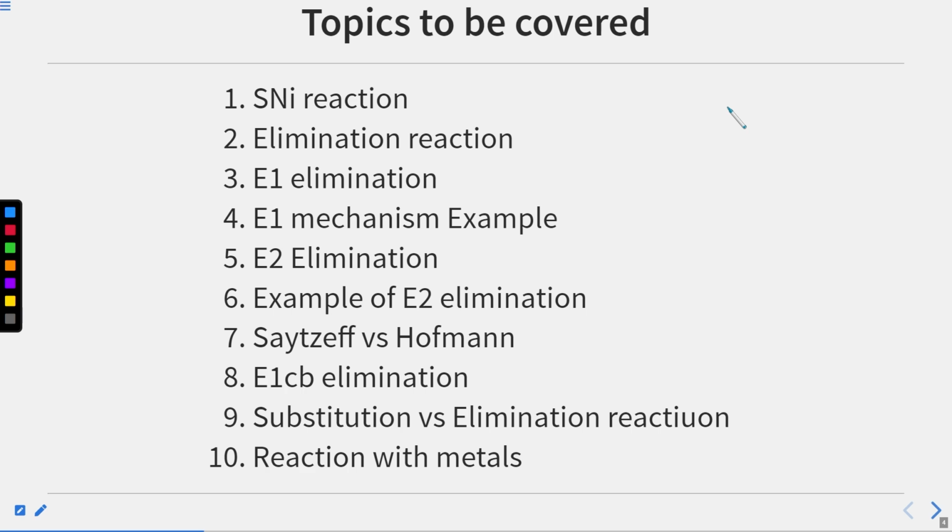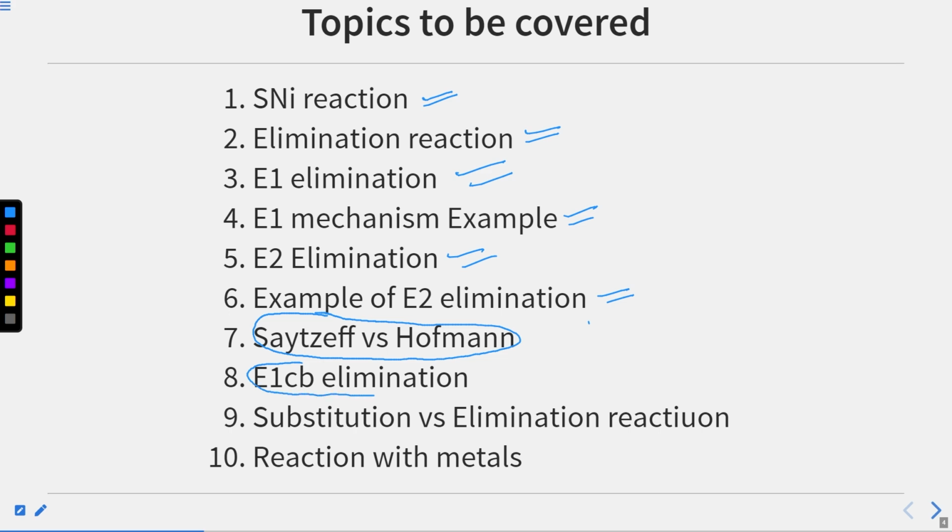To begin, we will start with the SNi reaction, the left-out substitution reaction. Then we will see what an elimination reaction is once again in more detail, and its types: E1 with its example, then E2 and its example, and then the difference between Saytzeff and Hofmann. Yesterday I mentioned that two products are possible in the case of an unsymmetrical alkene. How will we decide which alkene will form? We will see which type of substrate gives the Saytzeff product and which gives the Hofmann product. After that, we'll see what the E1cB reaction is.